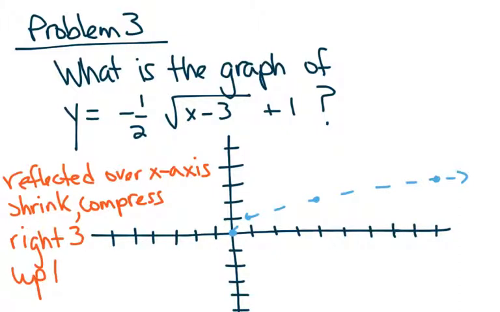So we're going to take those 4 dots and we're going to move all of them to the right 3. We're going to move them up 1. We're going to flip them over. And then we're going to kind of compress the graph. We're going to make it a little smushed or not so steep, I guess we could say.